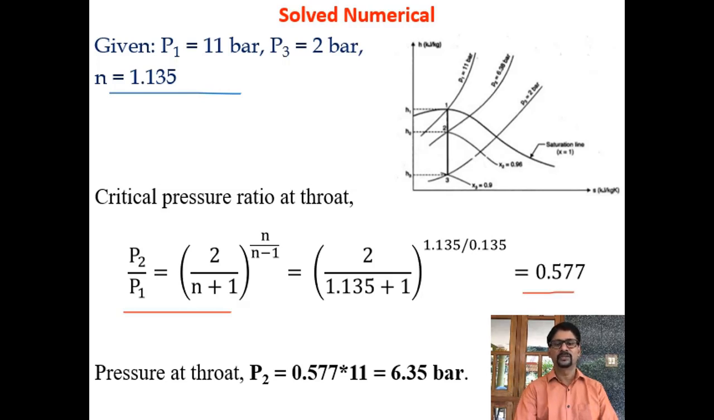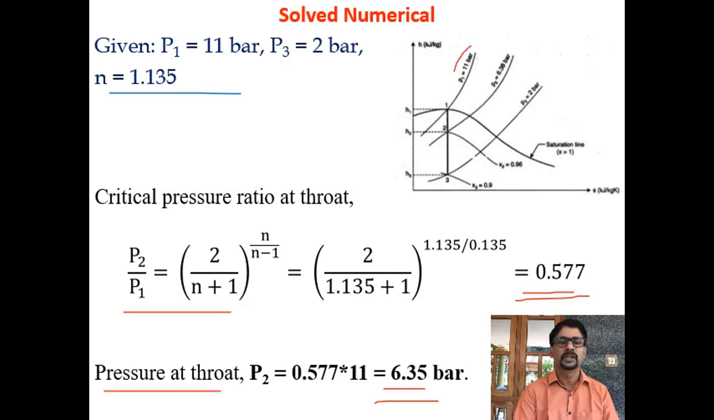This is very important, because the pressure at throat is important for us. So pressure at throat is P2 is equal to 0.577 into P1, which is 11 bar. So you'll get it as 6.35 bar. Only after calculating this pressure at throat, you have to draw the Mollier chart. Now let us discuss this Mollier chart.